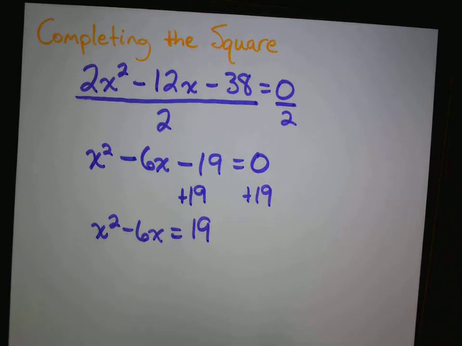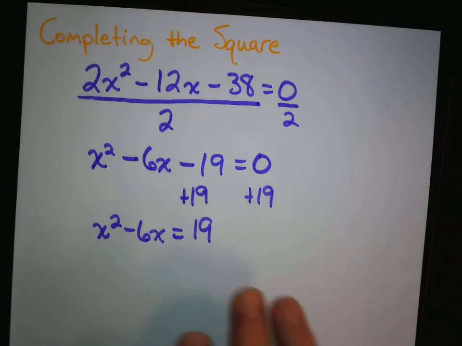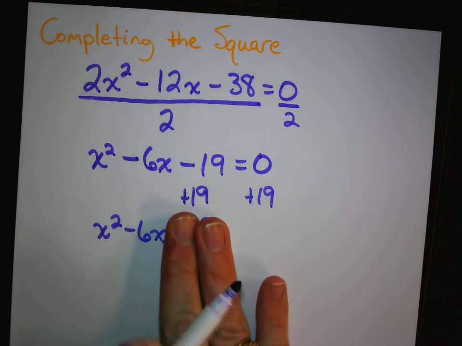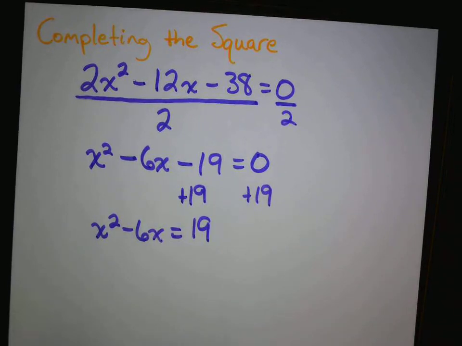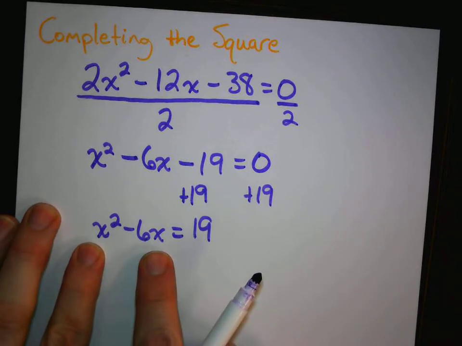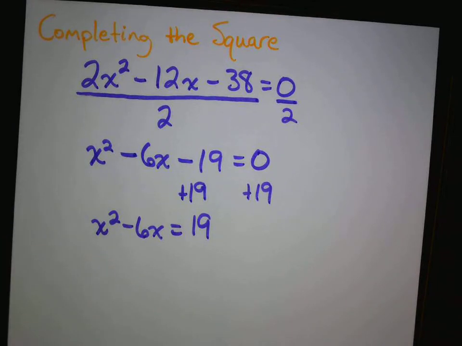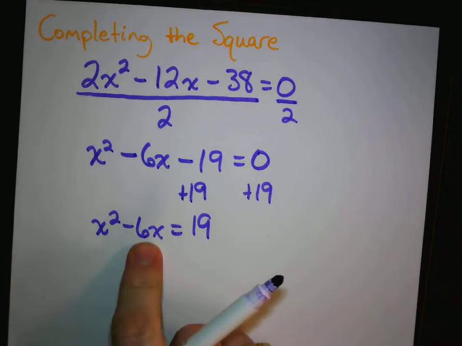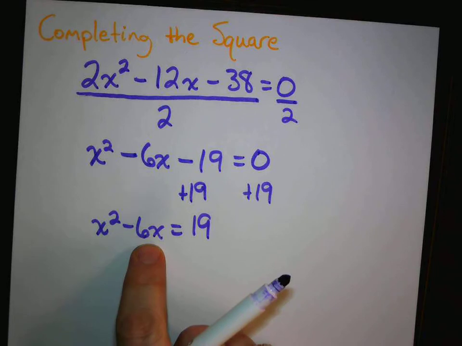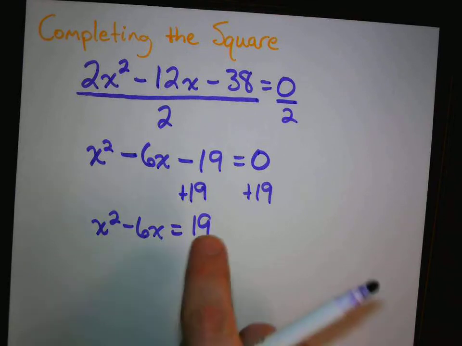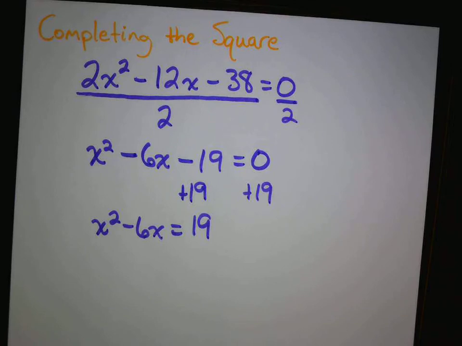Now, at this point, I want to look just at the left-hand side. And I would like to turn this into something that is actually squared. That's why we call it completing the square. So what I'm going to do is I'm going to add something onto this side of the equation. And if I add something to this side, I will have to add that same thing to the other side.